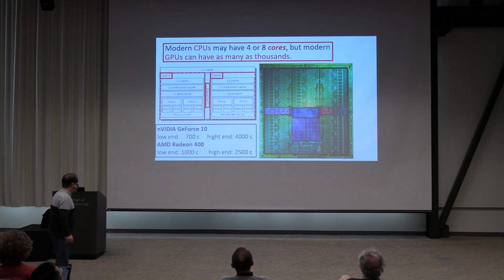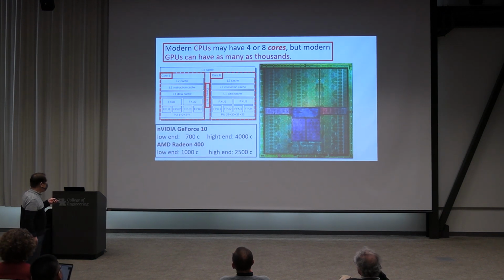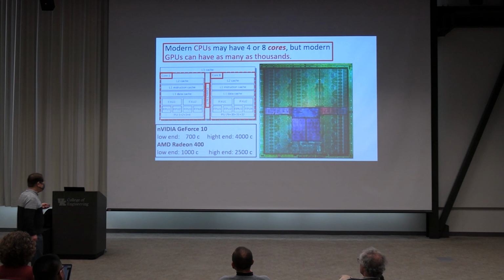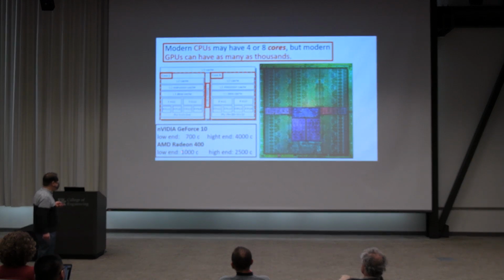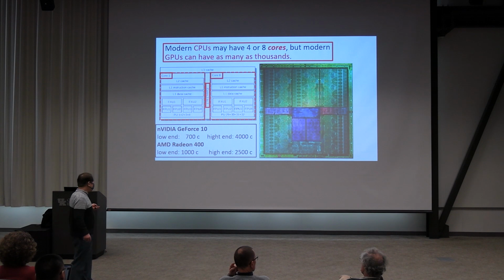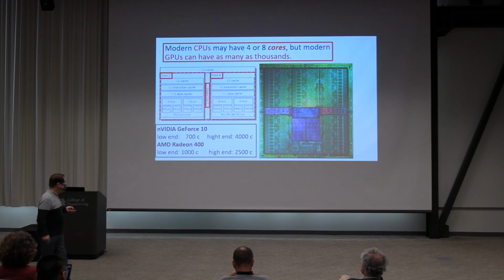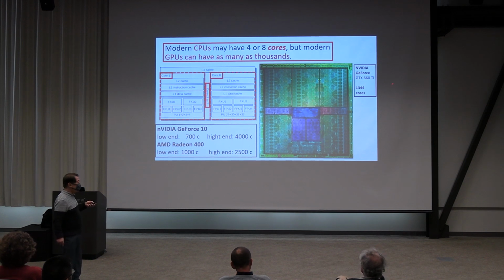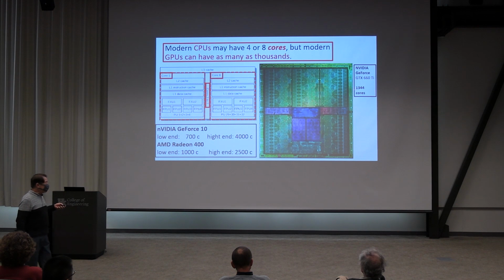For instance, for NVIDIA GeForce 10, you can have as many as 700 to 4,000 cores. For AMD Radeon 400, you can have as many as 1,000 cores to 2,500 cores. This example here is NVIDIA GeForce GTX 660 Ti. It has 1344 cores. Okay. So what does this mean?